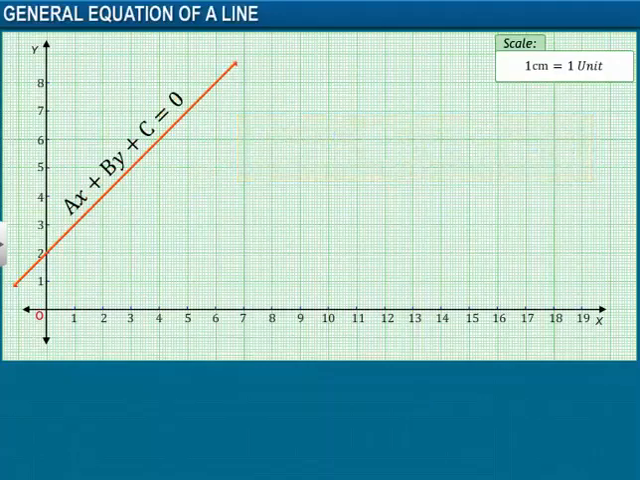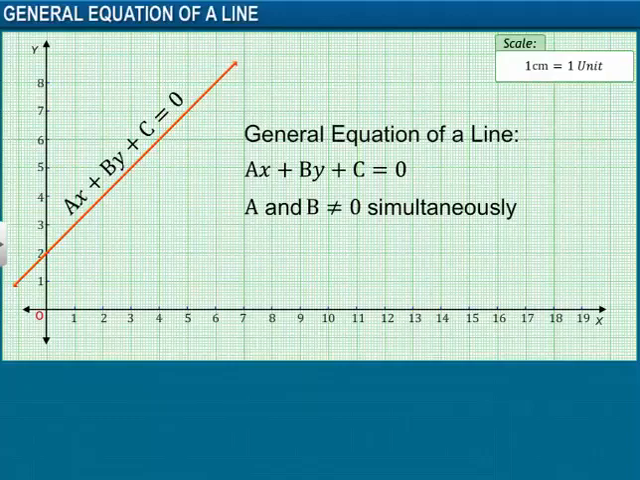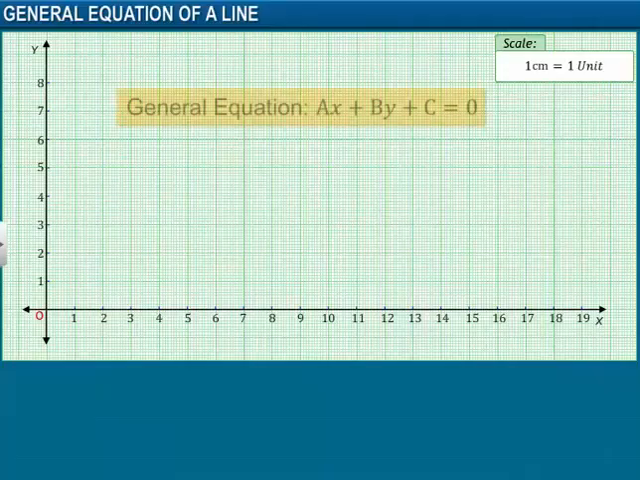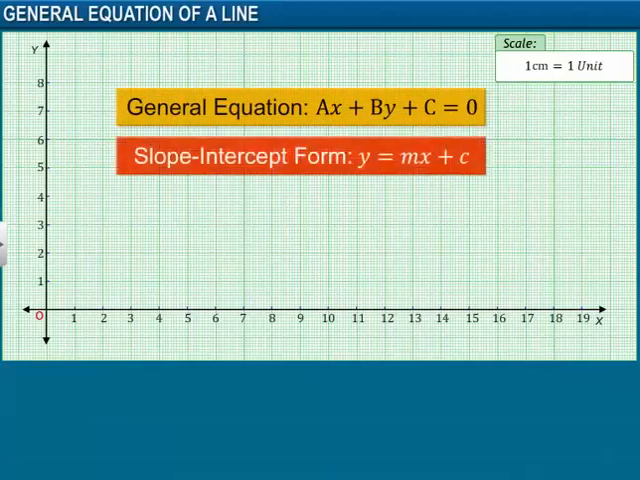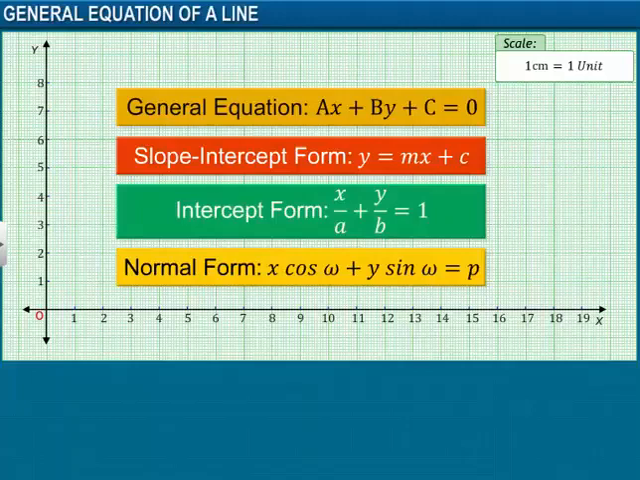Thus, an equation of the form ax plus by plus c is equal to 0, where a, b, and c are real constants, and a and b are never equal to 0 simultaneously, is called the general equation of a line. You are already familiar with the slope-intercept form, intercept form, and normal form of the equation of a line. Now, let us see how we can reduce the general equation of a line into these forms of the equation.